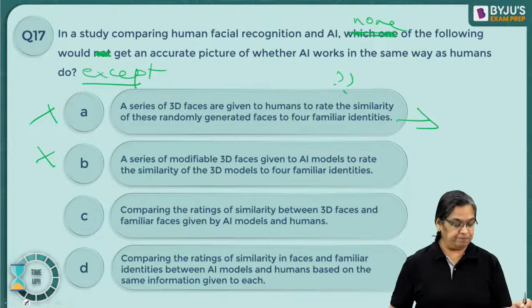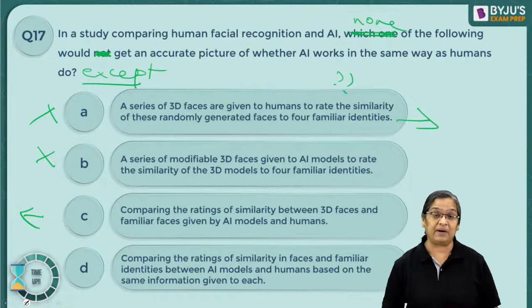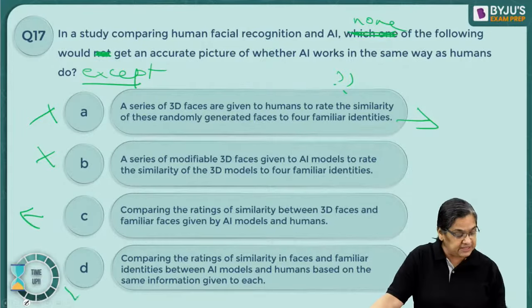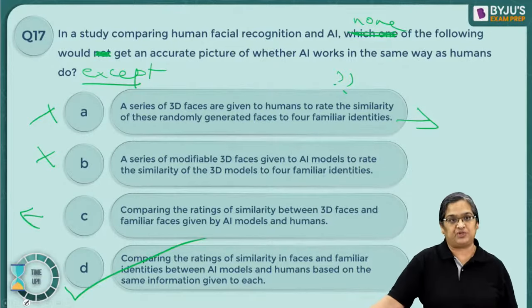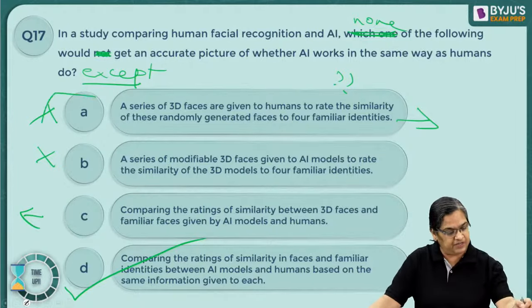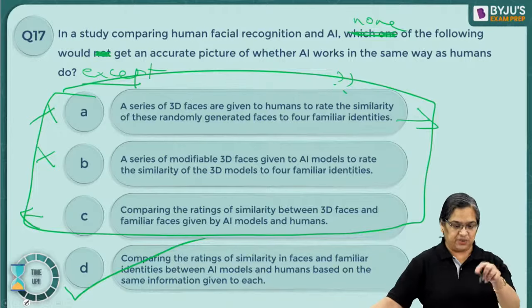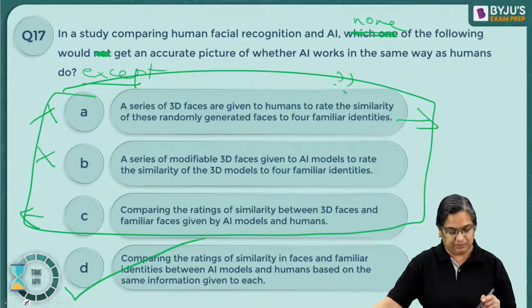So this can't work. If you compare the ratings, yes, they may work, but Professor Philip has stressed the importance of giving the same information. Therefore, none of these would give an accurate picture except D. If the question is changed, the question was incorrect, my apologies for that.